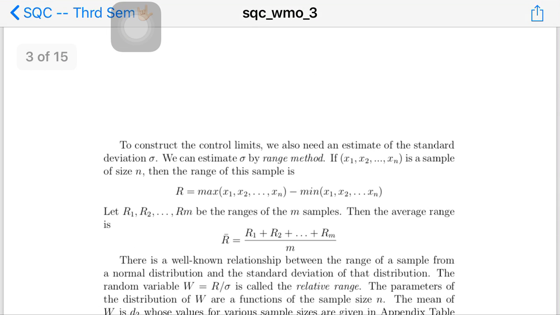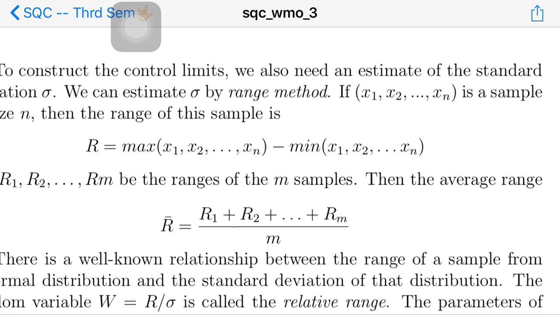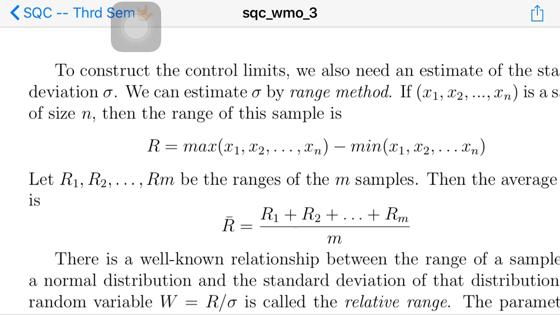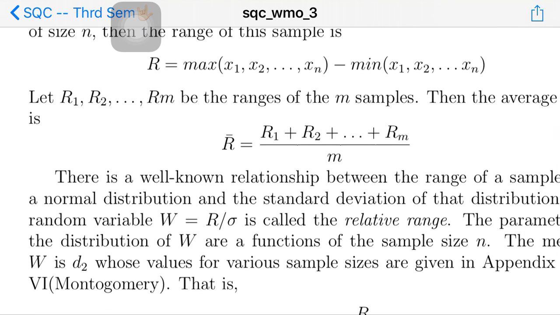Then we have to estimate sigma also. Standard deviation sigma is also unknown, therefore that is also to be estimated, and we use the estimation procedure called the range method. What is range? Range of the sample is maximum minus minimum, and you compute the ranges of each sample, R1, R2, etc., Rm, the ranges of the m samples, and you compute the average of these ranges, which is R bar. Using the formula, R bar is equal to R1 plus R2 plus etc. Rm divided by m. Okay.